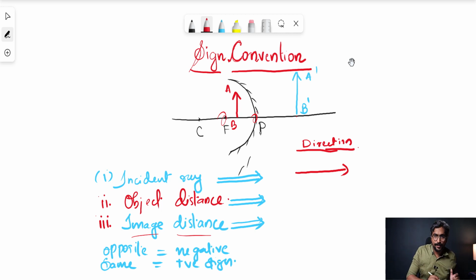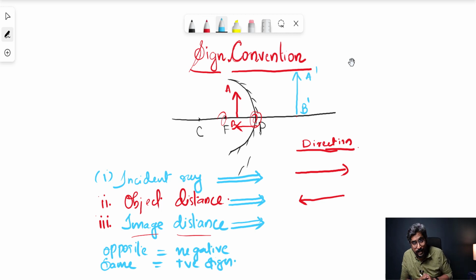Now, object distance. What is the direction of object distance? Object distance is always calculated from pole to the object. So this way. So object distance will be opposite to the incident ray. I hope that you are getting the points. Now, what is the direction of image distance? The direction is taken from the pole to that particular image, and this will be like this. That is the same direction as that of the incident ray, same side.